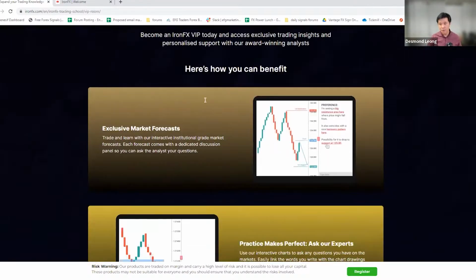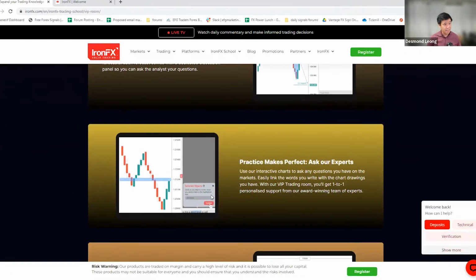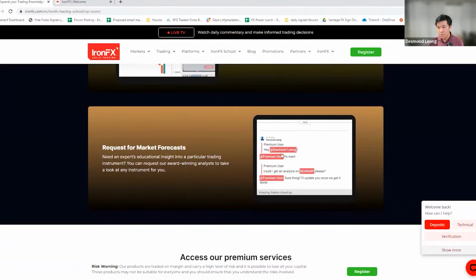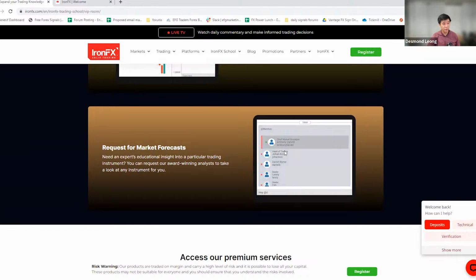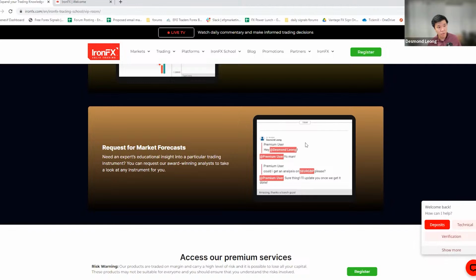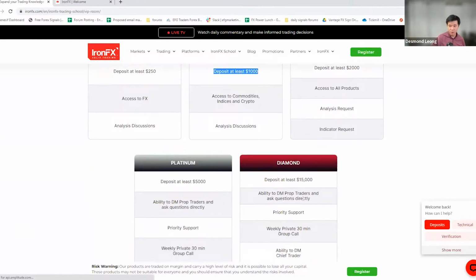In this VIP room, you get research from us, you get to practice, and you get to ask us questions directly. Any of you who use Discord or Telegram would be familiar with the way you can mention people. And of course, that's me. If you want to request a market forecast, you can ping me and say, hey Desmond, can you take a look at Euro Pound or Euro Dollar for me? If I'm around, or any of my team is around, they'll be able to answer you. It's a pretty fun place. You need $250 in your IronFX live account to get access. The more you put in, the more access levels you're granted.